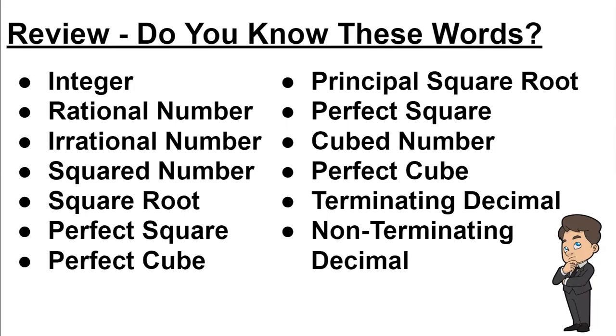Do you know what a principal square root is? A perfect square, a cubed number, a perfect cube, a terminating decimal, or a non-terminating decimal. You should pause the video at this point and jot down a little bit of a definition for each of these words so that you're clear on what they are. You're going to have your turn in a moment. You're going to have to match some of these words. So I'll give you a minute to pause and write down what you remember about each of these words. I'll see you back in a second.